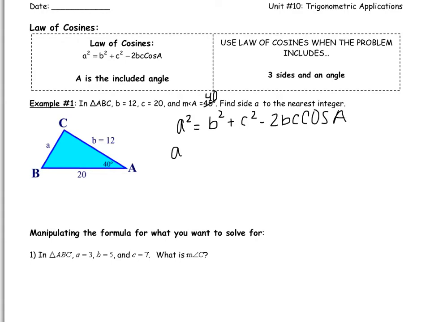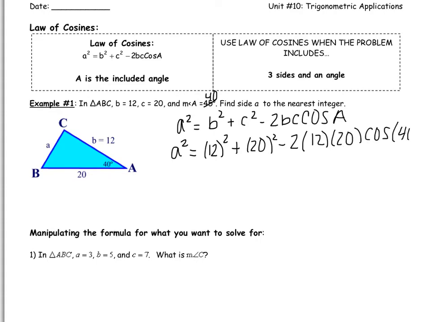So we want to find A, so a squared stays. What is b? B is 12. So plug in with parentheses. What is c? 20. And 2, B is 12, C is 20, and cosine of A. What's A? A is 40. So we want to find A squared. So all we have to do is plug this whole piece into the calculator.